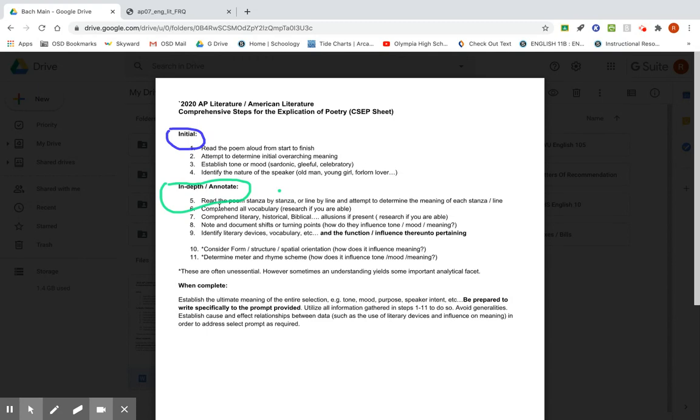We'll research them if we can, and if we can't, we'll use context clues. We're going to want to comprehend all the literary and historical and biblical allusions, if present. We're going to note and document shifts or turning points. A good way to do that is to circle where that exists, or make a little arrow or something right on the poem and then mark it with an S to designate a shift.